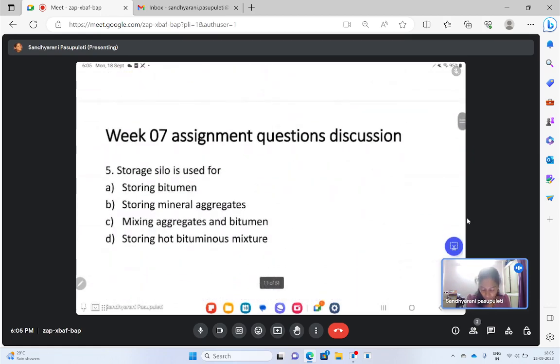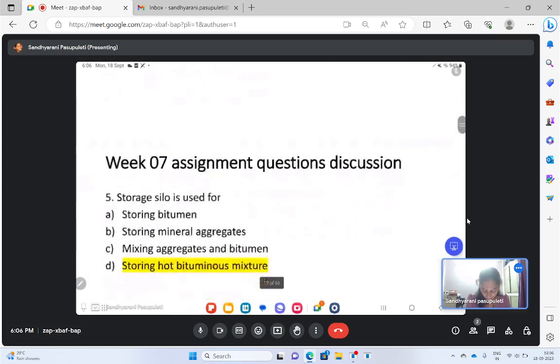Storage silo is used for. So storage silo is a container, if you could remember. In these containers, we usually store the bituminous mixture after mixing is finished in the plant. So option D.